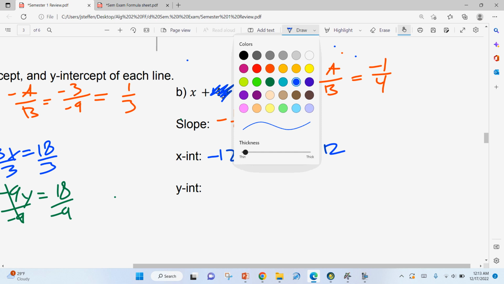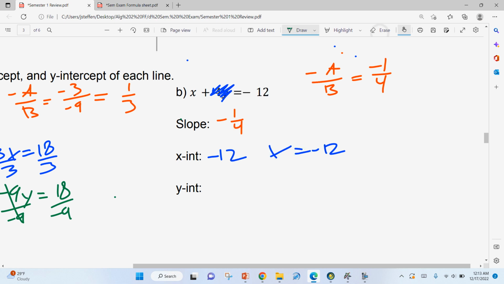Then your y-intercept. Cover up your x. So we have 4y is equal to negative 12. There we go, it's coming back up to speed. Negative 12 over 4 is negative 3. So your y-intercept is negative 3.